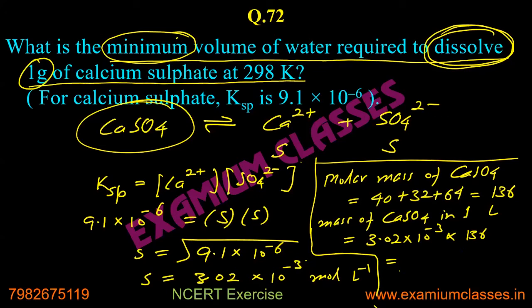So we need to multiply, approximately 3 times 6 is 18. So instead of 8, you can write 9. That gives about 410 into 10 power minus 3. So it will be approximately 0.41 grams in 1 liter.